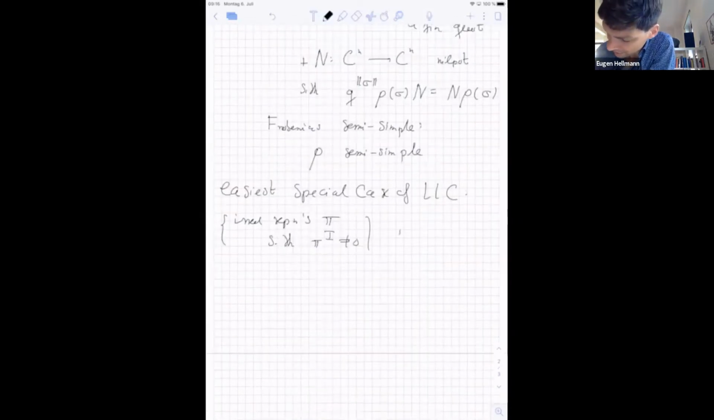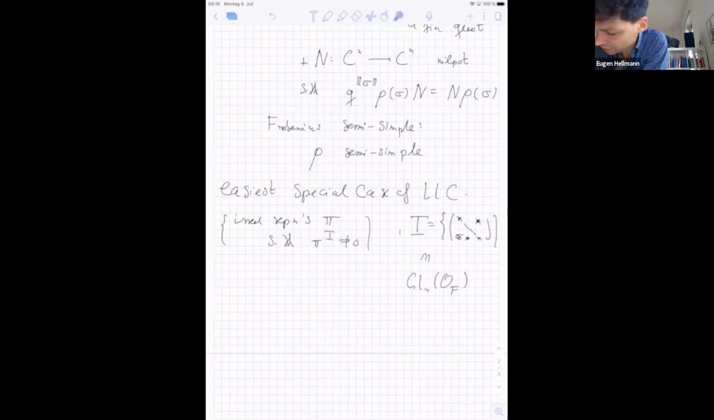So I is the subgroup in GLN of OF, where first of all you force all entries to be integers, and then moreover you ask that if you reduce to the residue field, then you become an upper triangular matrix. So all your entries below the diagonal are divisible by pi, where pi is a uniformizer. And that's the Iwahori subgroup.